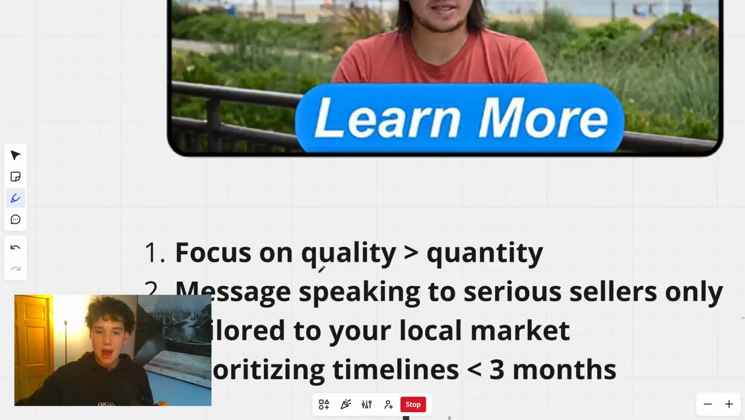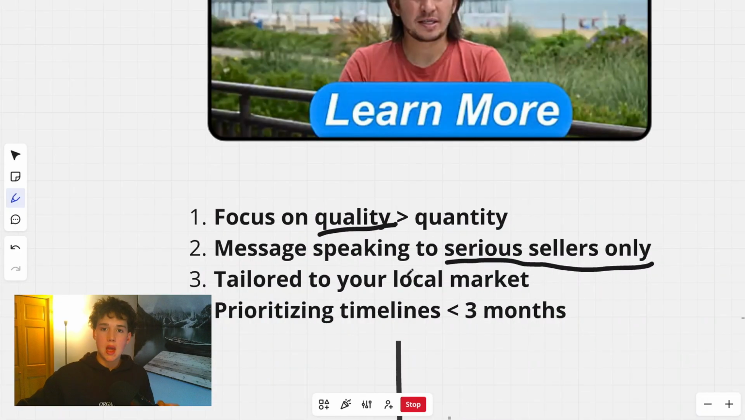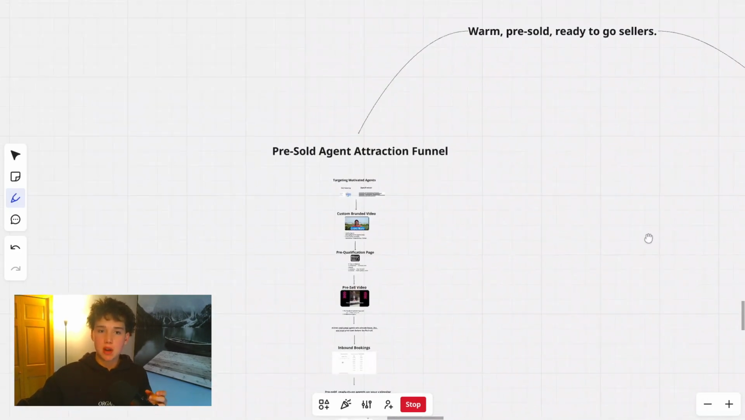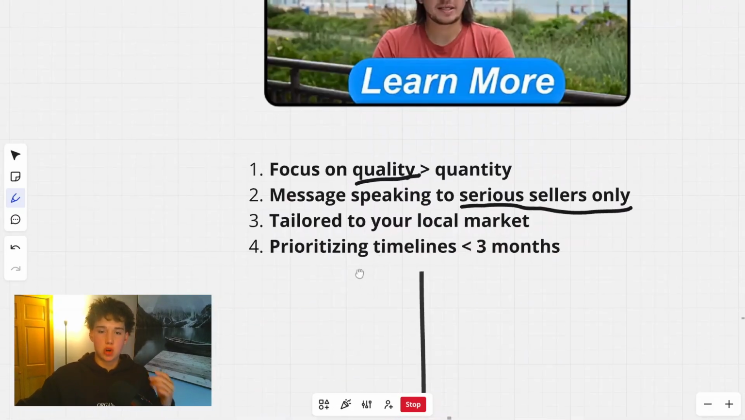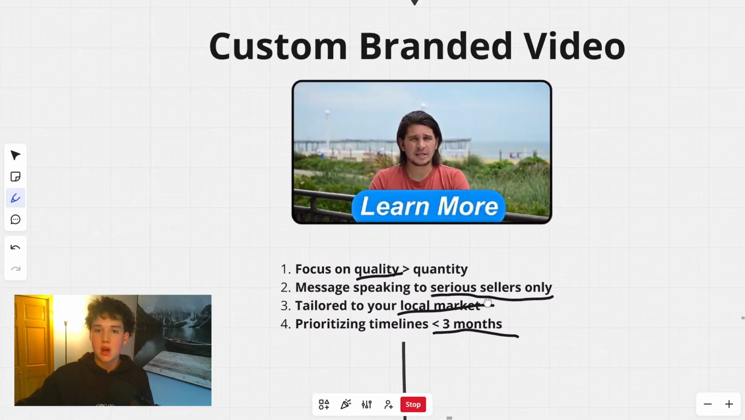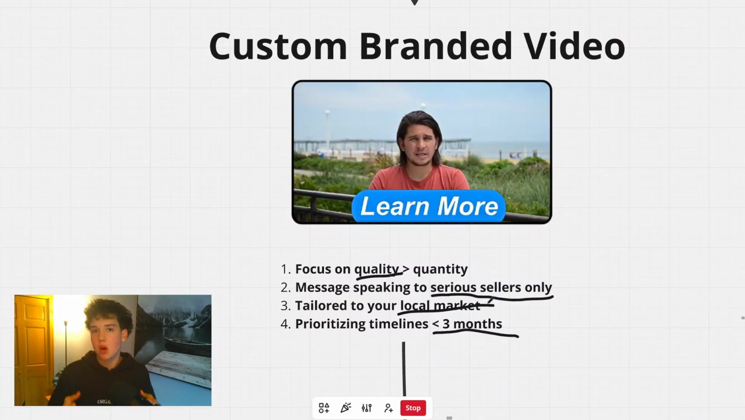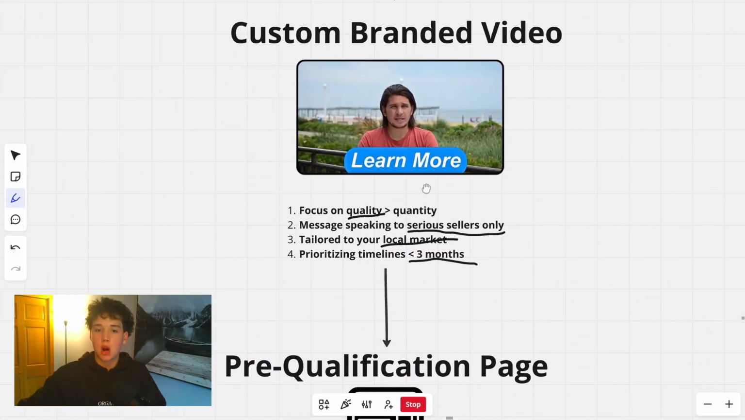Now, the messaging in the ad is focused on quality over quantity always, and speaking to serious sellers only. That's a very important part. And when I show you how we're going to attract agents, it's pretty much the same thing. You're just changing up the messaging in the ads, which is what I'll show you. But it's all tailored to your local market as well, and we're prioritizing timelines less than 3 months. Not saying every single person is going to come in looking to sell as soon as possible, but we're prioritizing those people who are actively in the market and then getting them pre-sold on you before you ever come through.